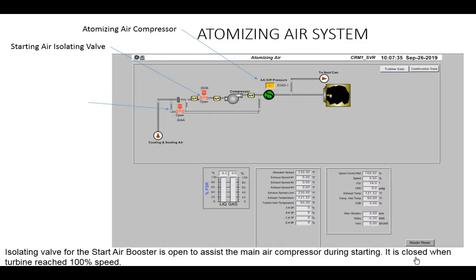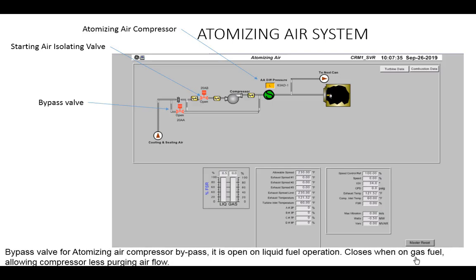Isolating valve for the start air booster is open to assist the main air compressor during starting. It is closed when turbine reaches 100% speed. Bypass valve for atomizing air compressor bypass. It is open on liquid fuel operation. Closes when on gas fuel, allowing compressor-less purging airflow.